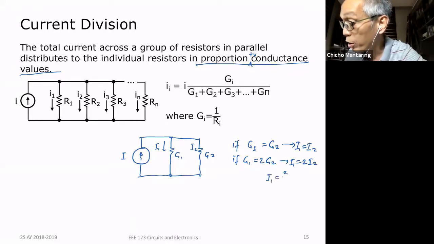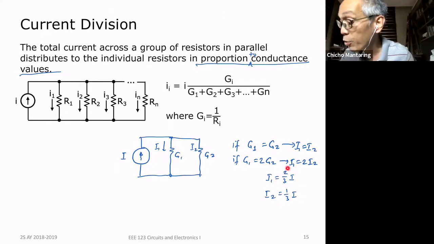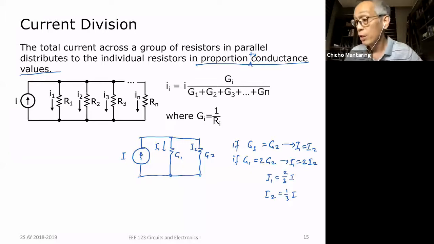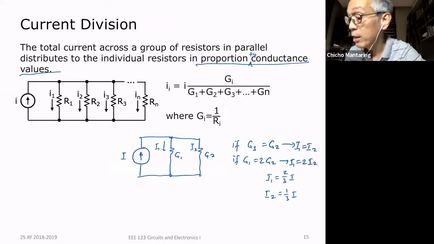I1 will be 2/3 of I, and I2 will be 1/3 of I. This is the only way, since 1/3 plus 2/3 is 1, that I can get the 2:1 ratio: 1/3 goes to G2 and 2/3 goes to G1. So again, this is how you translate it into a formula. Now note that G is equal to the reciprocal of R.